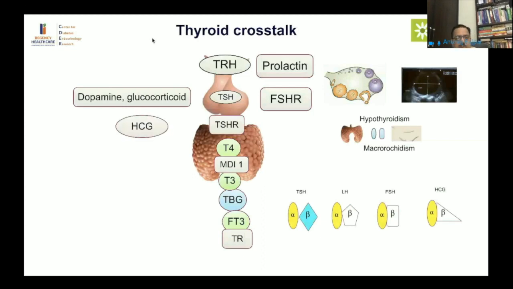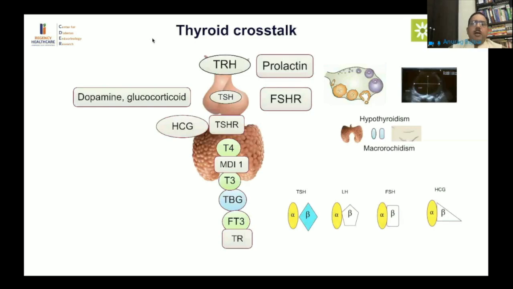HCG, as we discussed, has a structural homology with TSH. So conditions associated with increased HCG, and the condition which causes the maximum HCG excretion is pregnancy. So in pregnancy, the HCG levels will be really high, and this can act on the TSH receptor to cause a thyrotoxic appearance of pregnancy. So pregnancy is a physiological thyrotoxicosis.